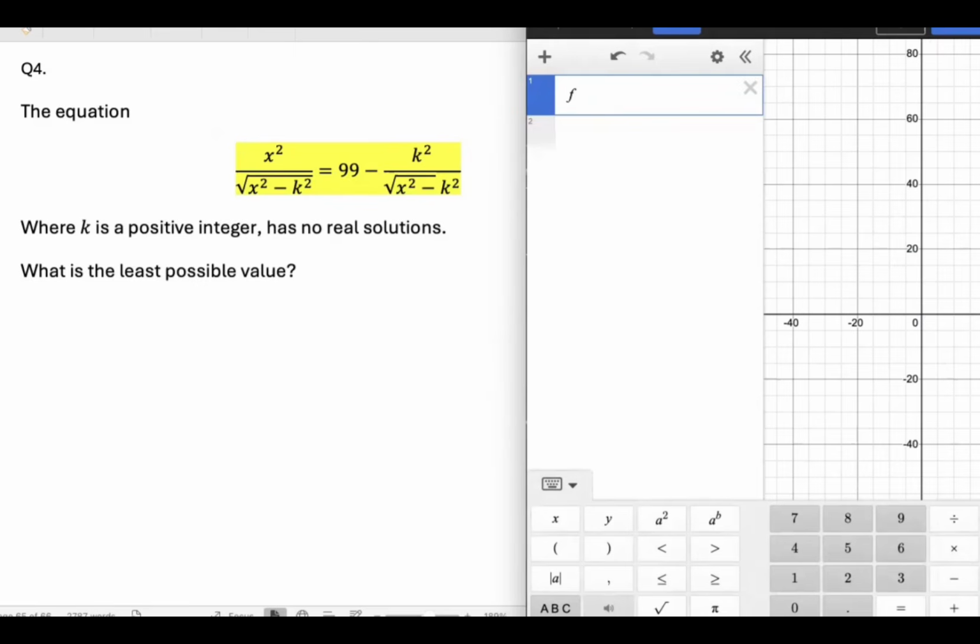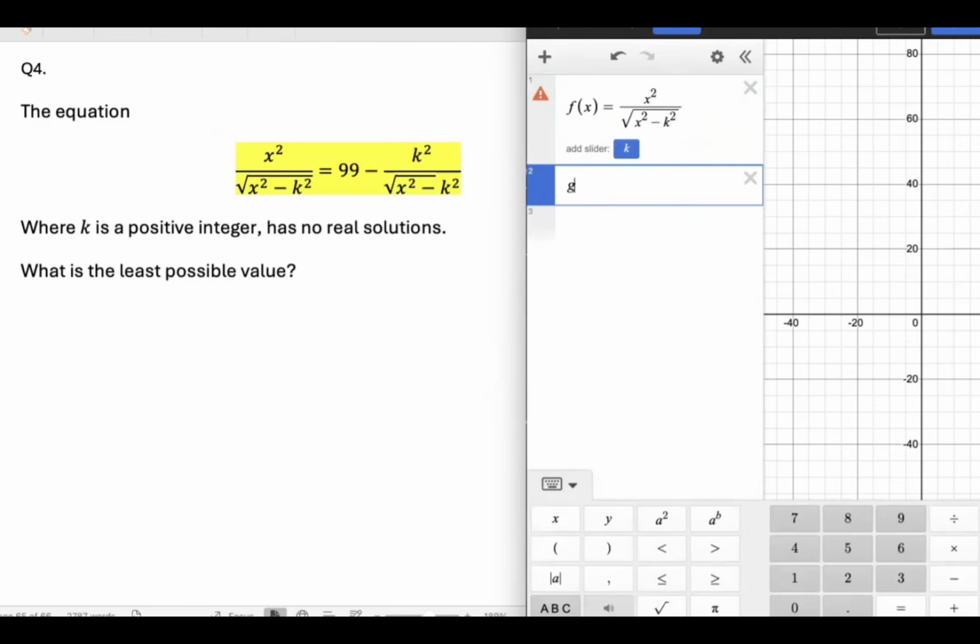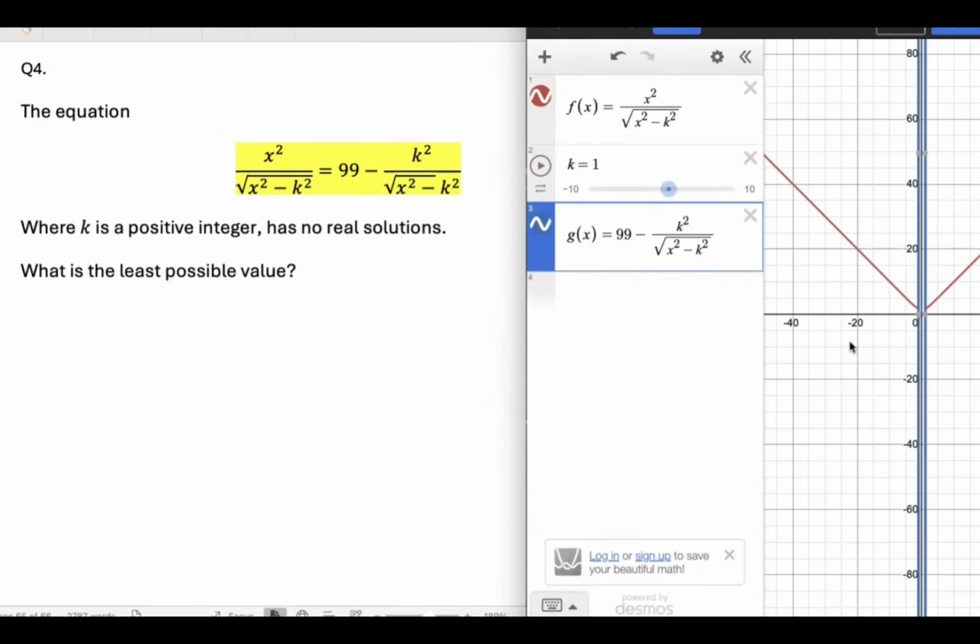Okay, so I'm going to say f of x is actually equal to x squared, divided by the complex function they've given us: x squared minus k squared. That's the first one. The second one, I'll make it g of x: 99 minus k squared. Same function, square root of x squared minus k squared. Now just pick a slider and you got this.